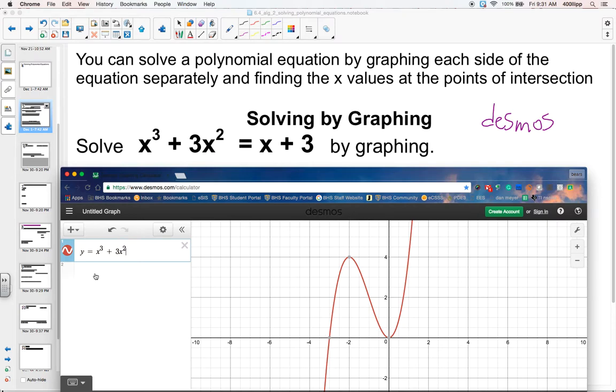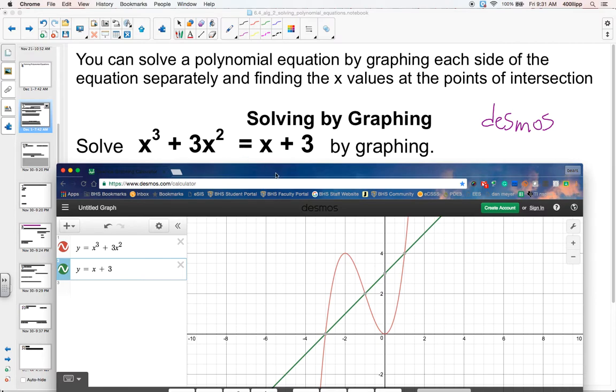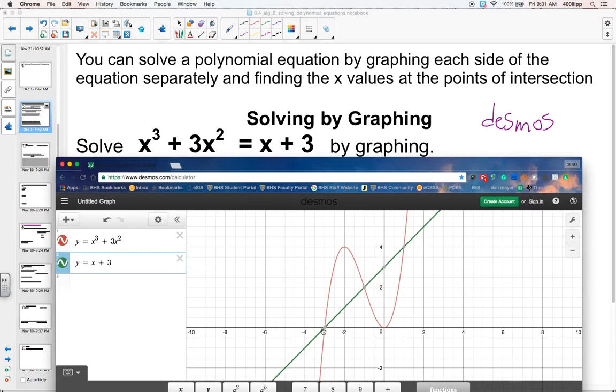It's a cubic curve. We knew it would be a cubic curve because our highest degree is a 3. Our next one is y is equal to, this one is linear. We should know it's linear because it's just an x plus 3. Okay, so here it is, and we're looking at where those are equal. So we're just looking at where they're going to intersect.